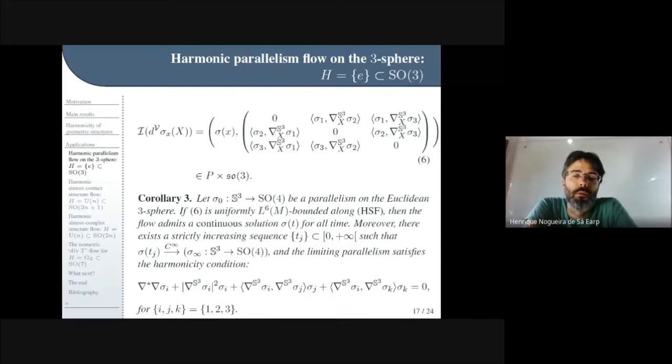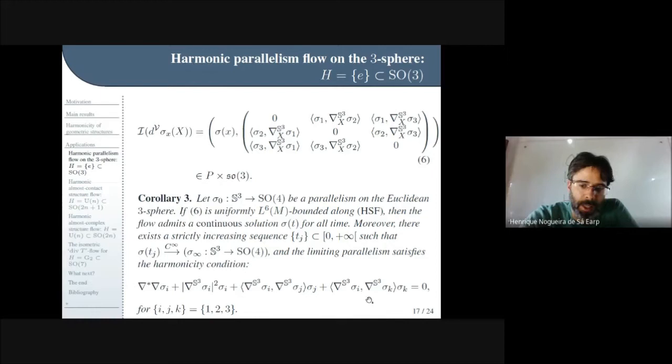So we carried out the isomorphism in this case. It's not very hard, but you compute that indeed it takes this interesting form. This is the general form of the torsion you see in equation 6. That's the torsion. And as a corollary of theorems 1 and 2, we find out that provided an L6 bound can be guaranteed in a solution, then you can flow the natural flow of any parallelism for all time, and at least subsequently it converges to a harmonic parallelism. And we derive the harmonic parallelism condition.